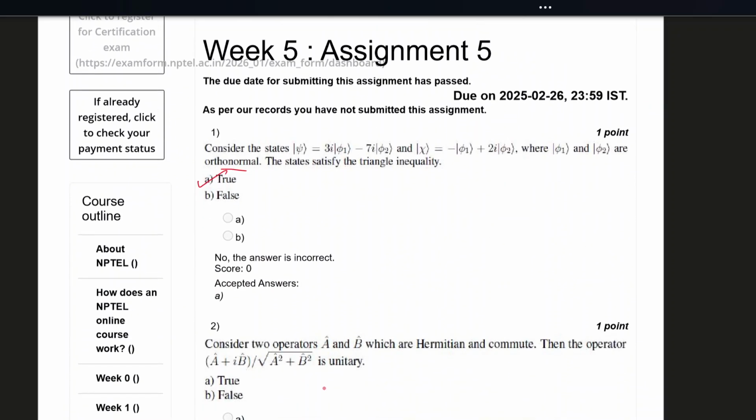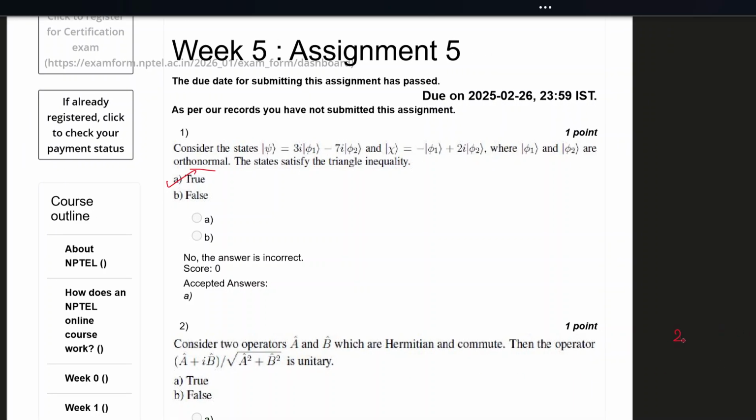Now, question number 2 is that consider two operators A and B which are Hermitian and commute. Then the operator A plus iB by root over A square plus B square is unitary or not, you have to prove. So, let us see here that A and B, they are both Hermitian and they commute. Hermitian first of all means that A dagger is equal to A and B dagger equal to B, because they are Hermitian, and since it is said that they commute, that means the commutator bracket of A and B is 0, or AB equal to BA. So these are the two conditions on these two operators that are already given in the question.